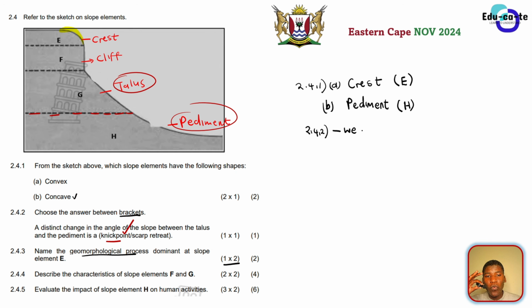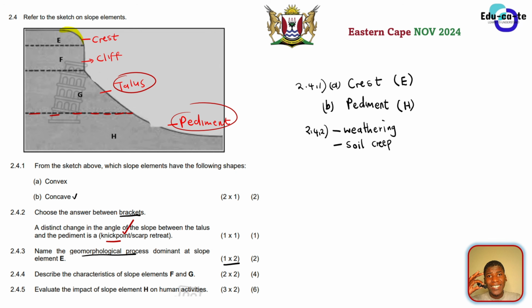We have got weathering. So at the crest, we have got weathering that is occurring, as well as soil creep. Remember, when you're talking about weathering, it just means that the larger rocks are being broken down into slightly smaller rocks through all those processes. So it's just a process whereby the larger rocks are being broken down. And then soil creep, remember, it's basically the soil that is creeping away.